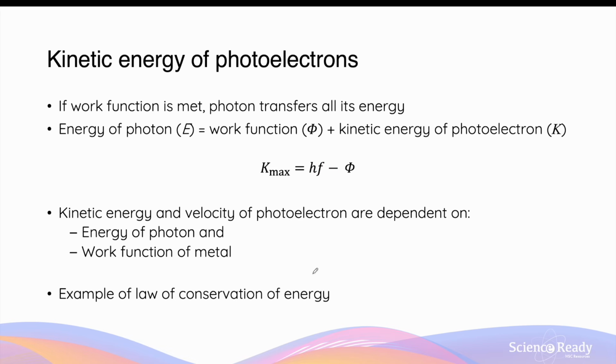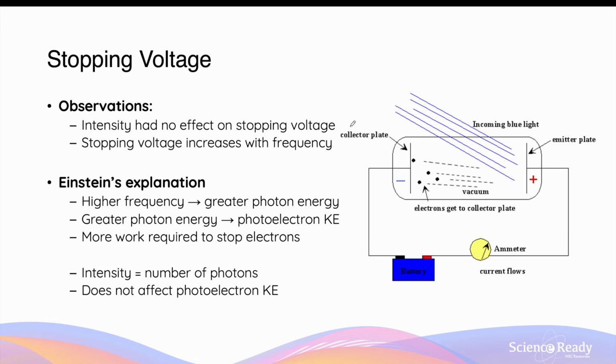The interaction between photons and electrons in the photoelectric effect is an example or application of the law of conservation of energy. The energy of the photon must be equal to the energy of the work function and the kinetic energy of the photoelectron. So let's go back to Lenard's experiment, and this time we're going to use Einstein's explanation to account for his observations.